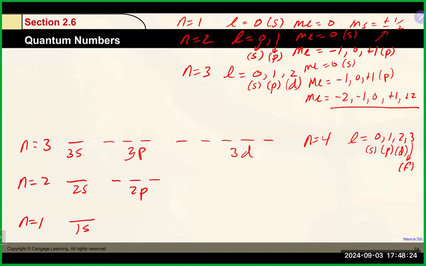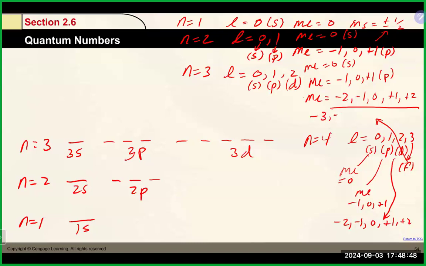Obviously, here we could have an m sub L for each of those, equal to 0 just like we had above, -1, 0, +1 for our p, -2, -1, 0, +1, +2 for our d. And now for our f, it would be -3, -2, -1, 0, +1, +2, +3. And if you count how many numbers you have going there, that's 7 different numbers for our 7 different f orbitals.